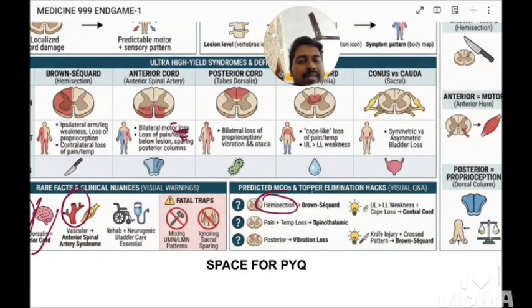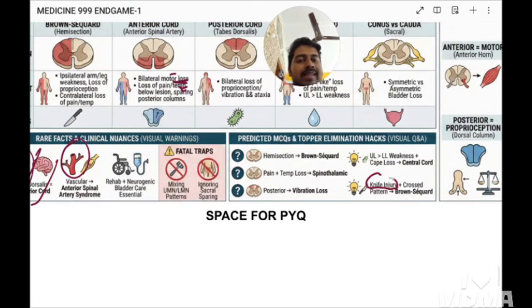Hemisection, Brown-Sequard syndrome: pain plus temperature loss occurs when the spinothalamic tract is affected. Posterior column pathway involvement results in vibration loss and proprioception loss. Upper limb more than lower limb weakness is seen in central cord syndrome, that is syringomyelia. And the crossed pattern is one more example. So what is this knife injury and crossed pattern? Basically this occurs when there is a knife injury to the spinal cord, causing this half of the spinal cord to be gone.